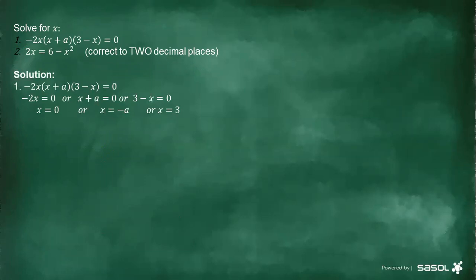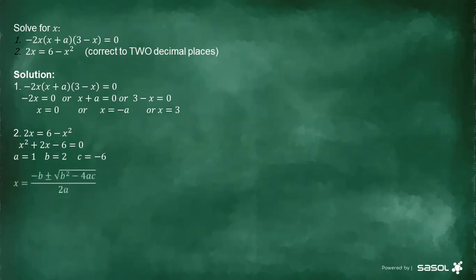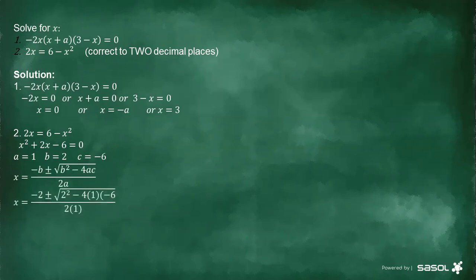All right, question 3: correct to decimal places, using the quadratic formula, but we need to rewrite it in standard form. Now it is in standard form so that we can see what the value of a is, what the values of b and c are. We know a is 1, b is 2, and c is negative 6. Then you write the quadratic formula, substitute the values, and this is what we are having.